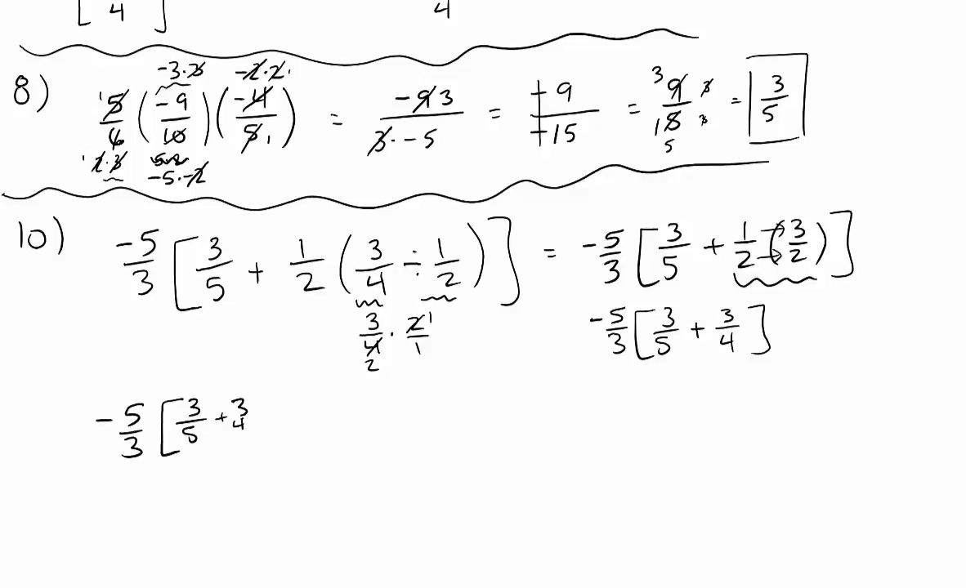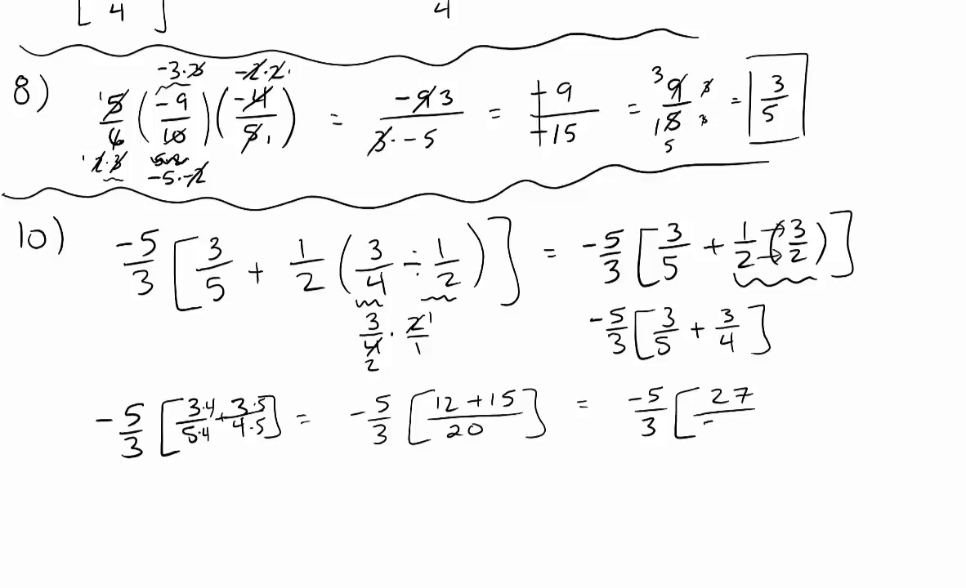And I have to find a common denominator, and to do that, I'm going to multiply this one by 4. I got to multiply the top by 4. I multiply this one by 5. I got to multiply the top by 5. So what do I get? Negative 5 over 3 times, I have 3 times 4 is 12, plus 3 times 5 is 15, over 5 times 4 is 20. That becomes, excuse me, negative 5 over 3 times 27 over 20.